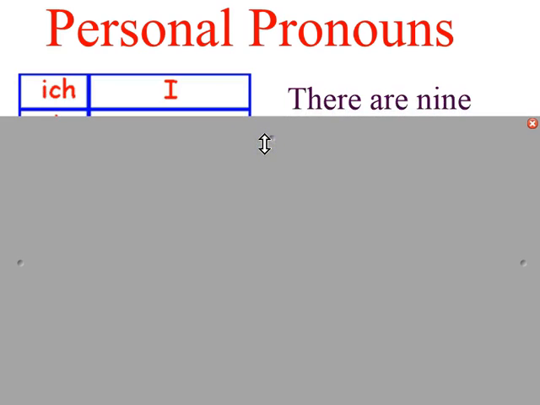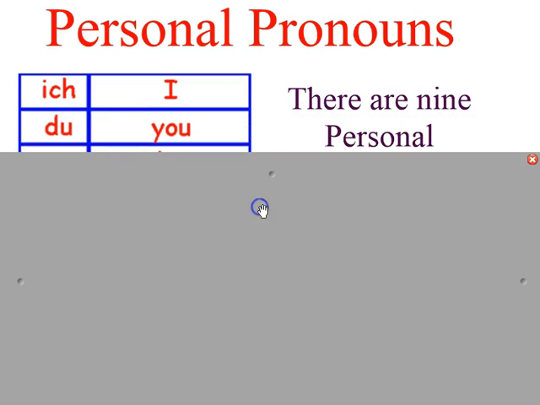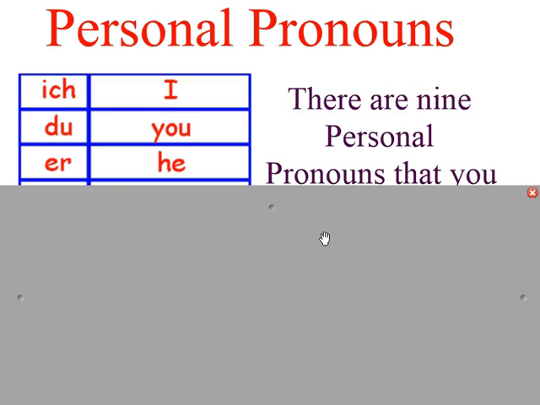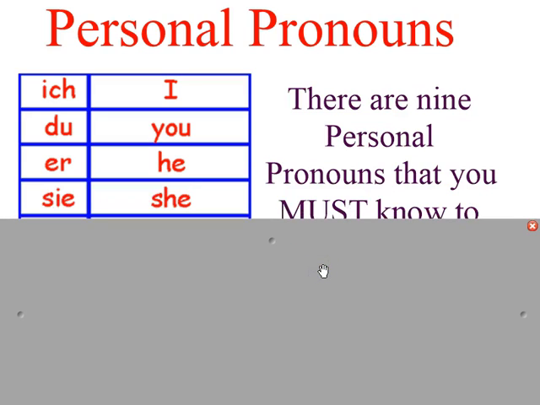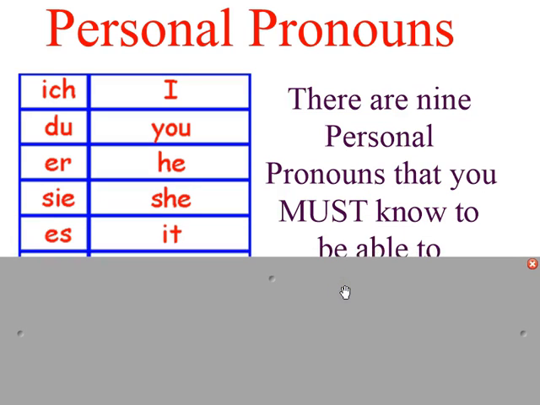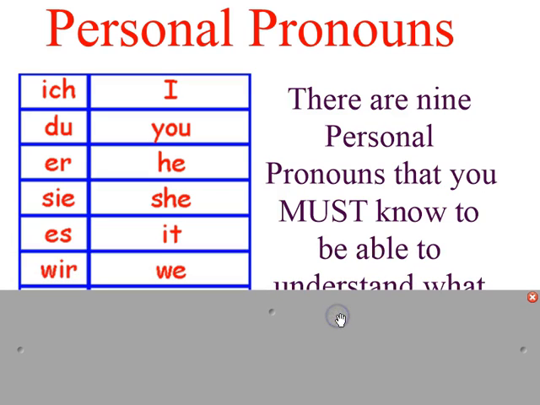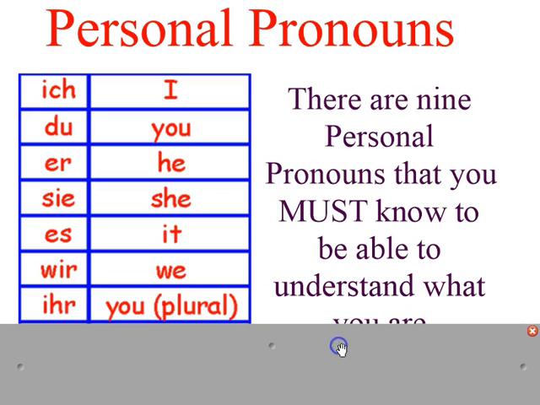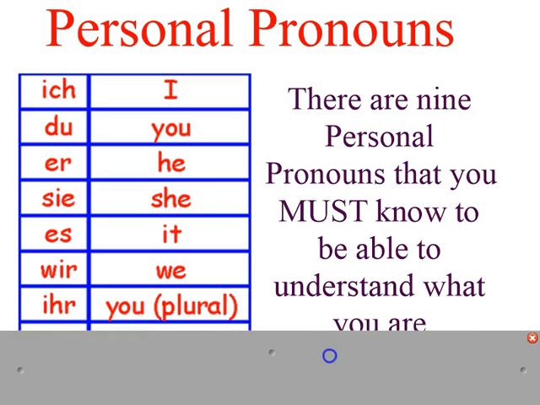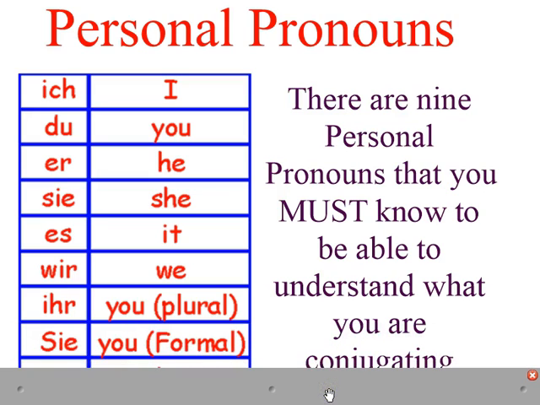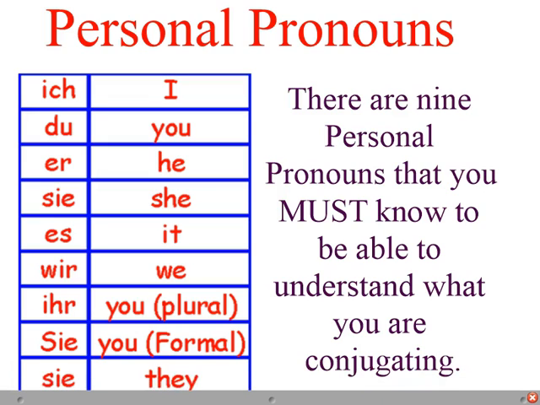There are 9 personal pronouns that are used in conjugation in German. They are ich, which is I, du, which is you, informal singular, er, he, sie, she, es, it, wir, we, ihr, you plural. You can think of that as y'all or you guys. Sie, you formal. Notice the capital S. And sie, they.